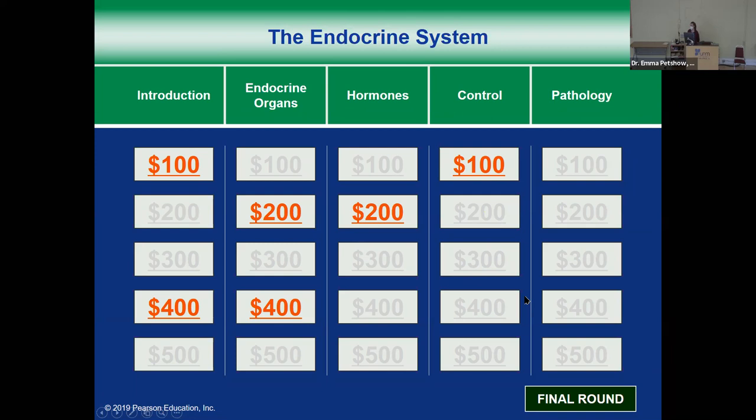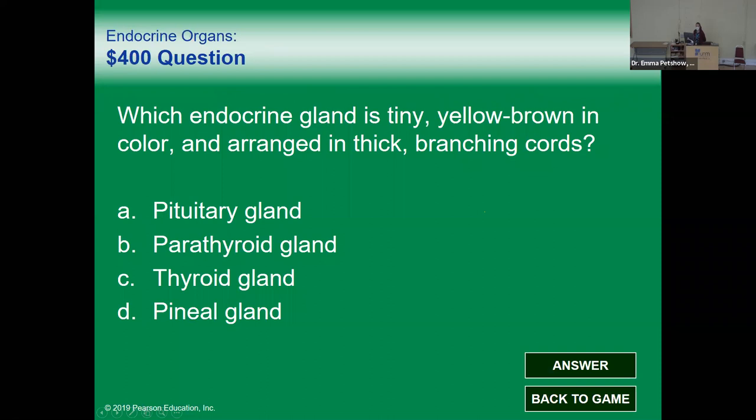Endocrine for four. Which endocrine gland is tiny, yellow, brown in color, and arranged in thick branching cords? Is that the pituitary, the parathyroid, the thyroid, or the pineal? Gross anatomy. Tiny, yellow, brown in color, and arranged in thick branching cords. Is your pituitary, your parathyroid, your thyroid, your pineal gland? Right? If you have no clue, justify your answer by getting rid of things that you think are wrong and then choosing your best guess, right?